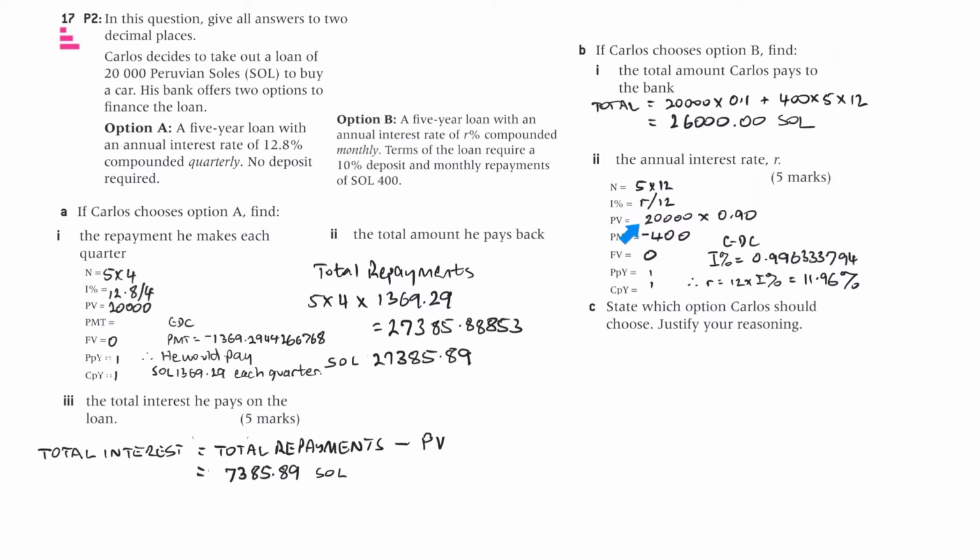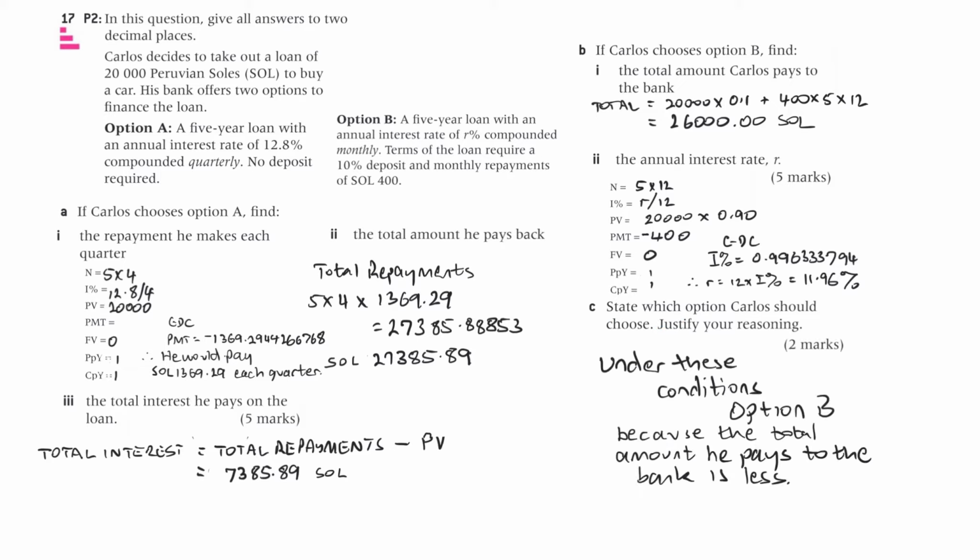by 12. The present value isn't 20,000, it's 20,000 by 0.9 because we paid a deposit of 10%. The payment is negative because we're giving the money to the bank. Future value is 0. Put it in the calculator, we get an interest rate of 0.996333794. Remember, R is 12 times that number, which is 11.96%. C, state which option Carlos should choose, justify your reasoning. Under these conditions, option B, because the total amount he pays to the bank is less.